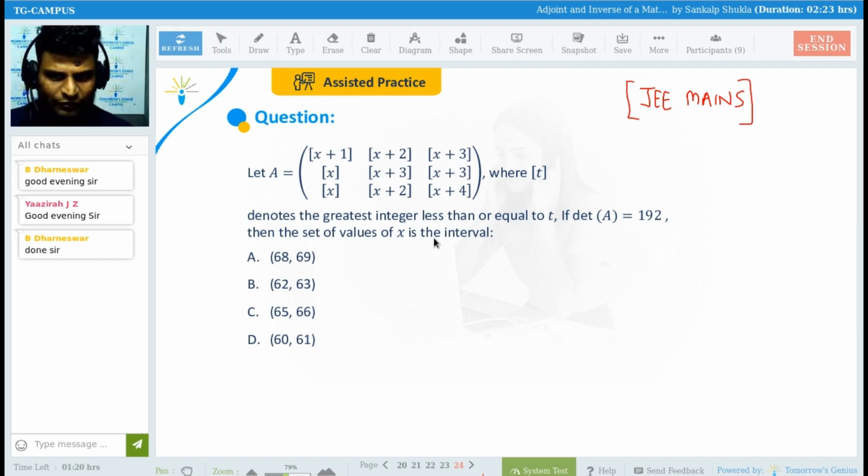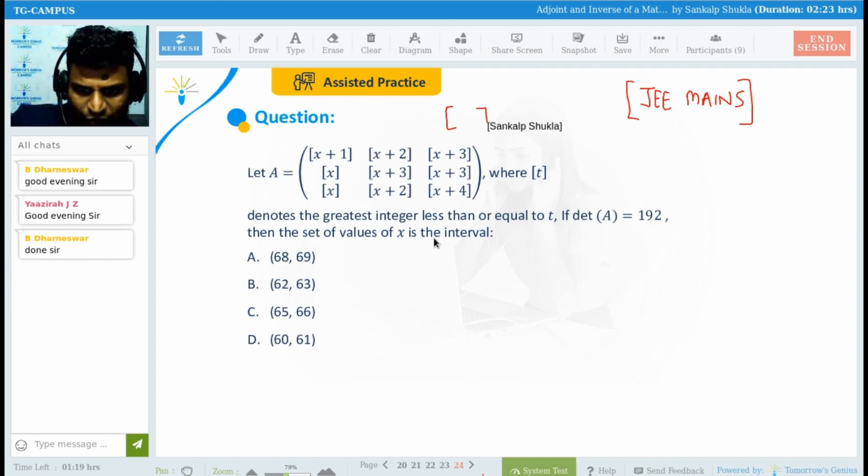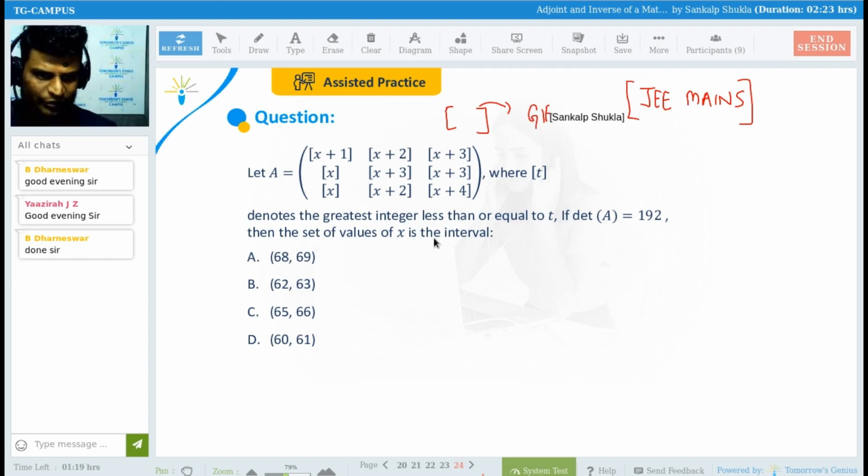Okay, see what the question is saying. Let A be equal to the greatest integer of x plus 1 and greatest integer of x plus 2. See what is this symbol? As I've told you also, this is a GIF function. Tell me how many of you remember GIF function? Trivikram, you remember GIF?